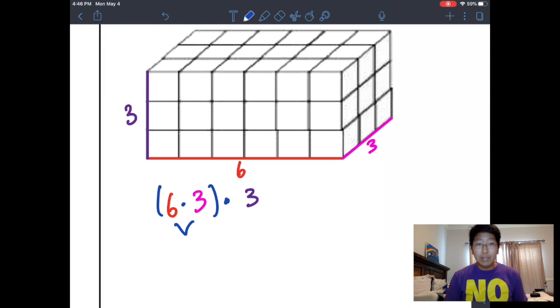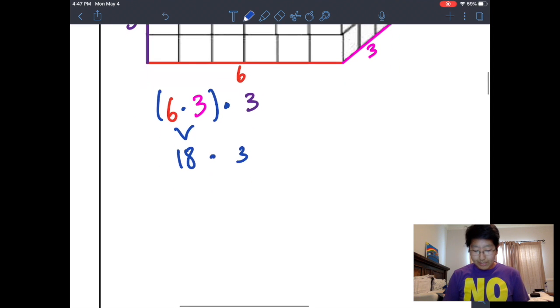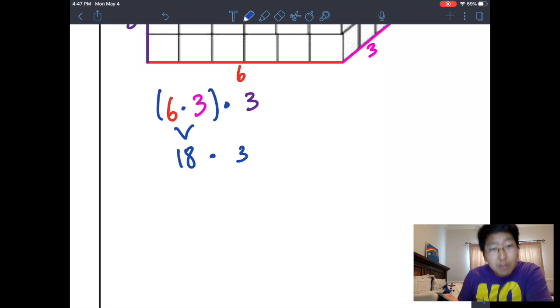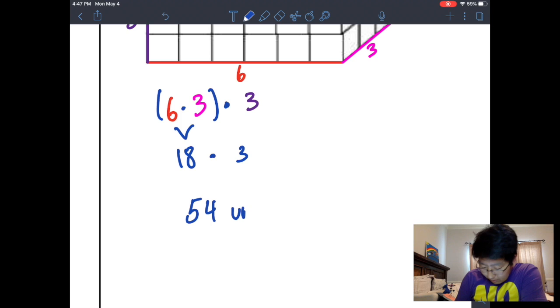6 times 3 is going to be the area of the base, and that's going to be 18, times 3. The area of the base is 6 times 3, 18, times the height of the entire shape, 3. So 18 times 3, if you plug it into a calculator, is 54 units.